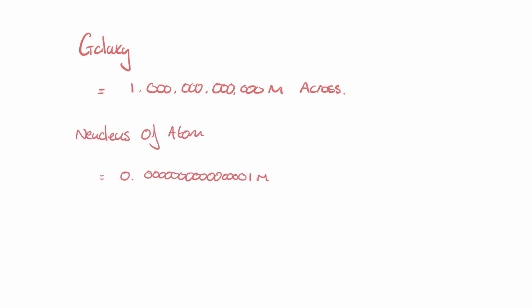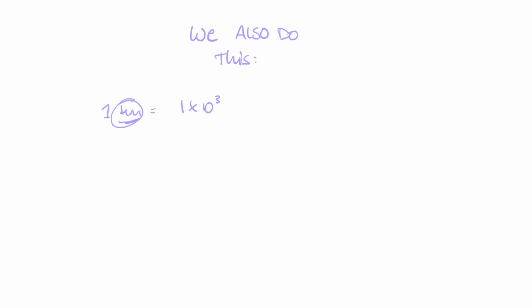Whether that's before a decimal point for the size of a galaxy as such, or after it for the size of a nucleus. What we do to make this more manageable is use prefixes before the physical quantity in question. For example, if you put kilo, k, in front of meters, it's 1,000 meters, or a kilometer, as kilo is 10 to the power of 3.